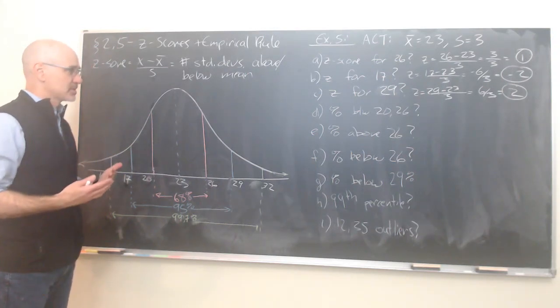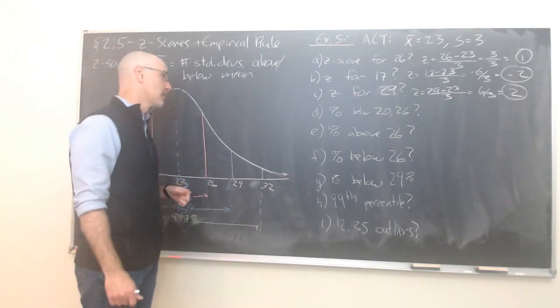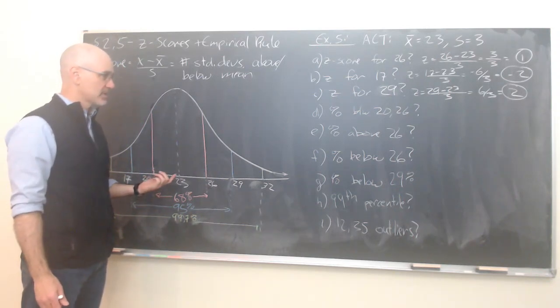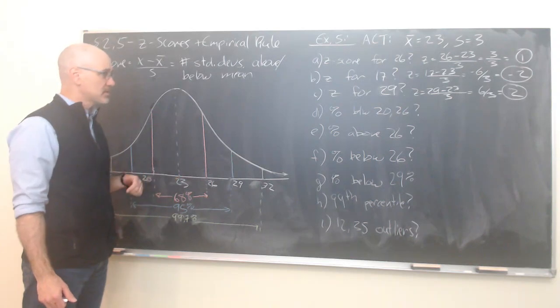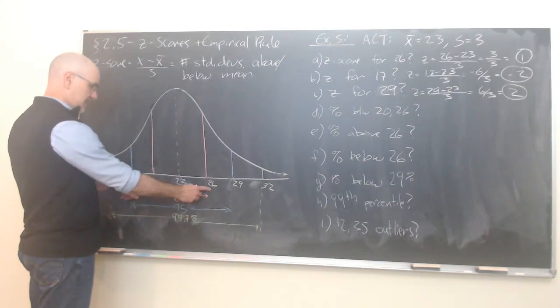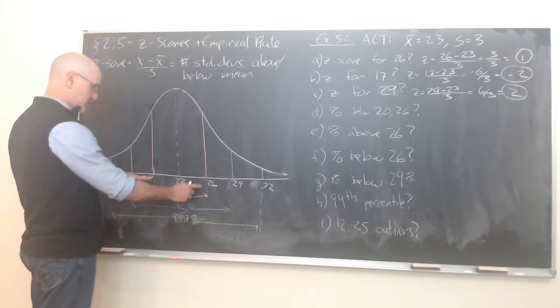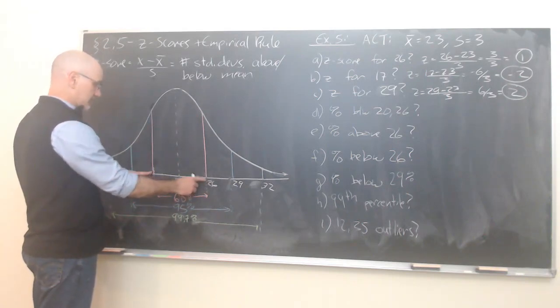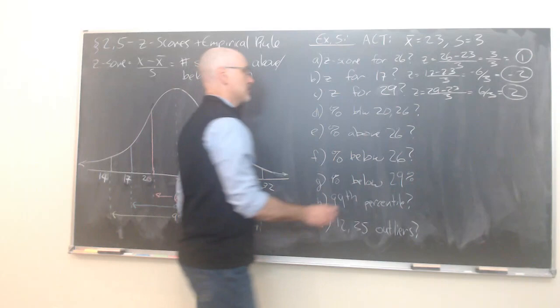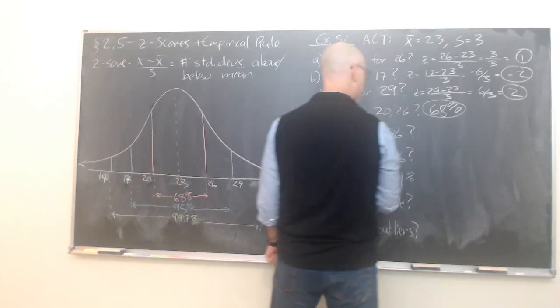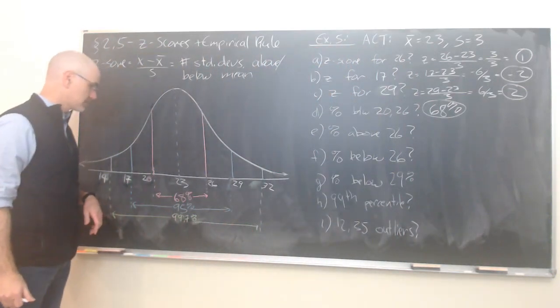All right, now we have some questions about percentiles, or percentages or areas. The first one asks us what percent of all of the ACT scores should be between 20 and 26. Well, these are exactly one standard deviation above and below the mean, and so our empirical rule says we should have 68% of the scores there, right? So that's this middle area that's outlined in pink. So this should be 68%. All right, well, that one was straightforward.